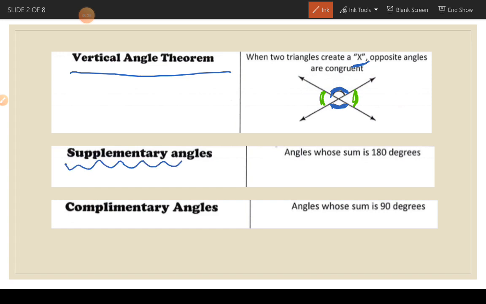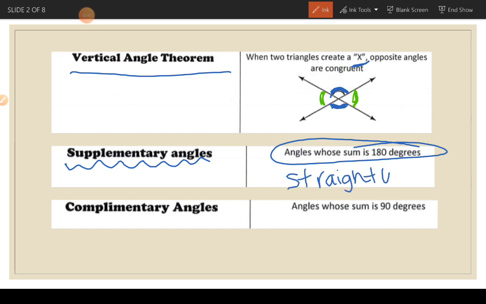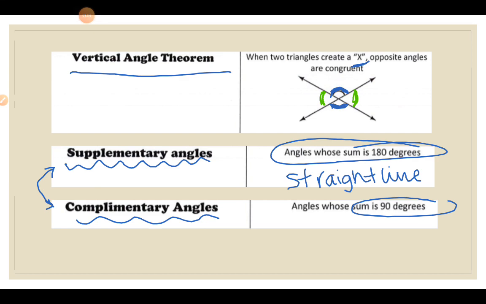Supplementary angles are angles whose sum is 180 degrees. Okay, so again, that's a straight line. Straight lines are 180 degrees. And then complementary angles are angles that add up to 90 degrees. A lot of people mix these two up, so just make sure you are keeping all this vocabulary straight.